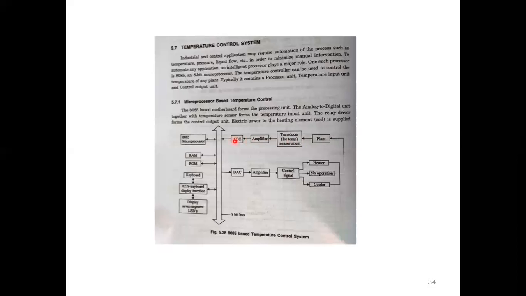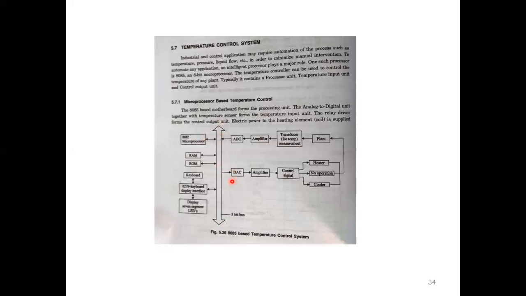Then it is shared by the common 8-bit bus to the 8085 microprocessor. It has a lookup table for analyzing the data. Already predefined values are stored in the 8085, so that is compared with the given value. Then the processed output value is given again to the 8-bit bus. Then it goes to the DAC.